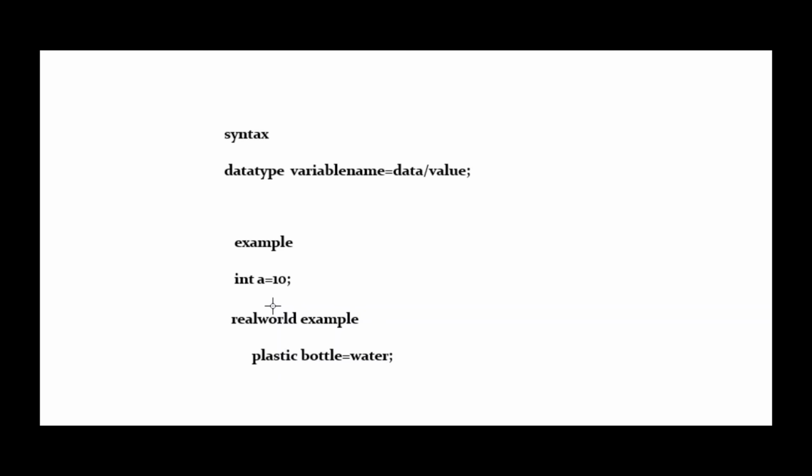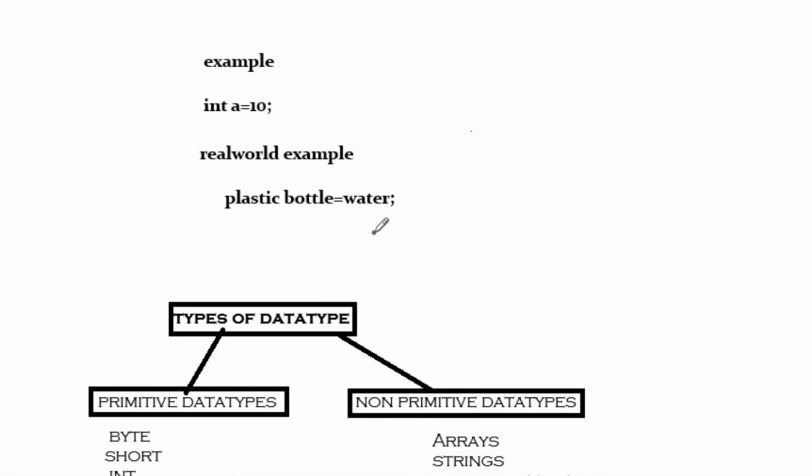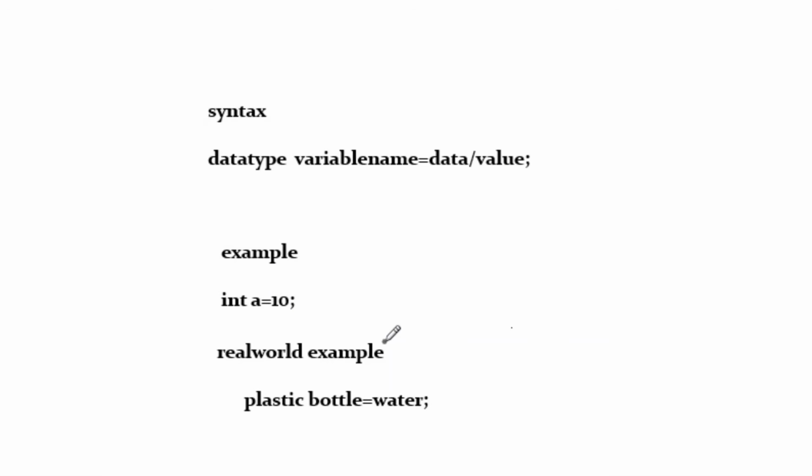In a real world example, take a plastic bottle. A bottle is used to store water. We can store juice, we can store liquid items. In the same way, in a variable also, we can store the data. For example, bottles have types: plastic, silver, copper, gold. If you are rich, gold is also there. So, sir, can we use only int?